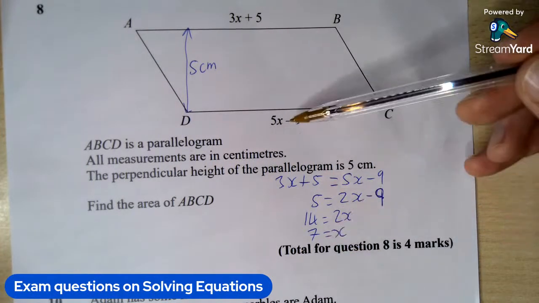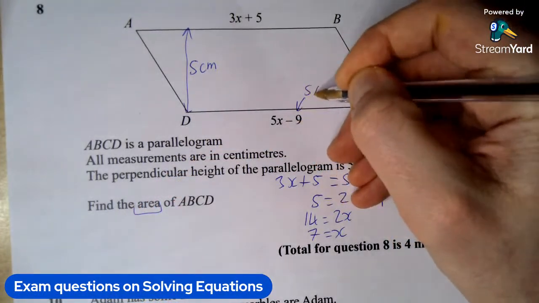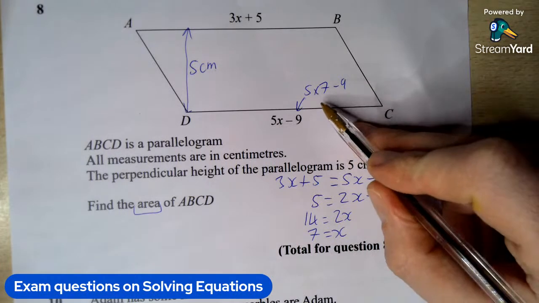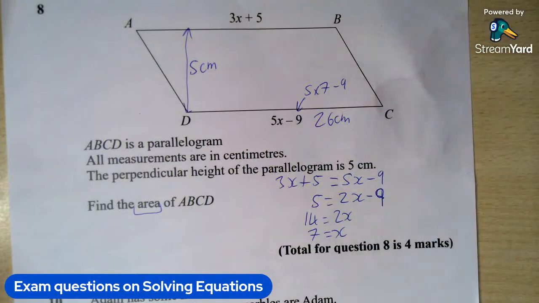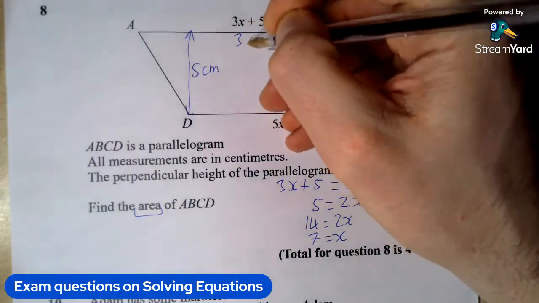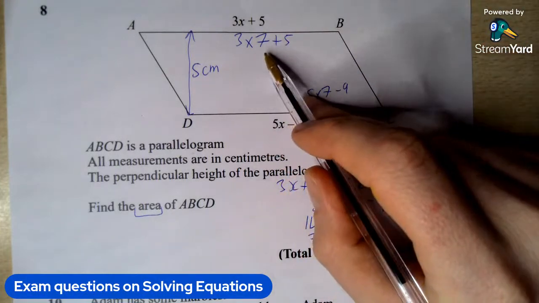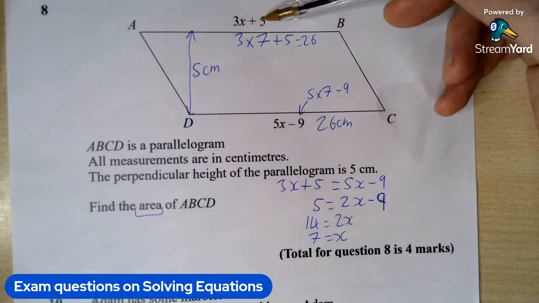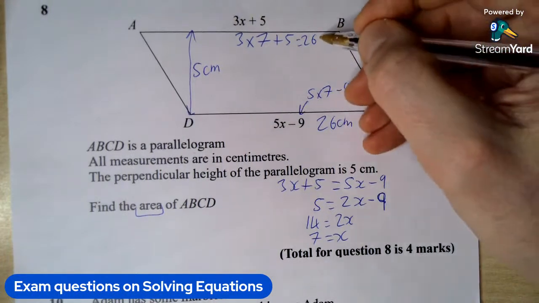I'm going to substitute that back in because I'll need to do that to get the area. So for this, I'm going to do 5 multiplied by 7 minus 9. 5 times 7 is 35. 35 minus 9 is 26. So I know that is 26 centimeters. Just to prove to you these are the same, and hopefully it is, otherwise I'm going to look really silly. 3 multiplied by 7 plus 5. 3 times 7 is 21. Add 5, that equals 26. So even though those expressions are different, they equal the same length. That's why they're both 26.